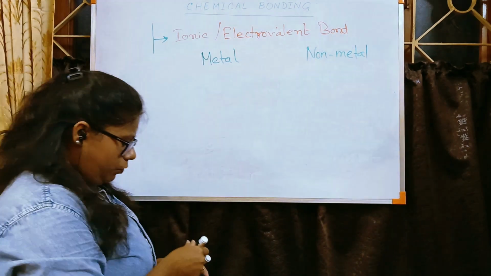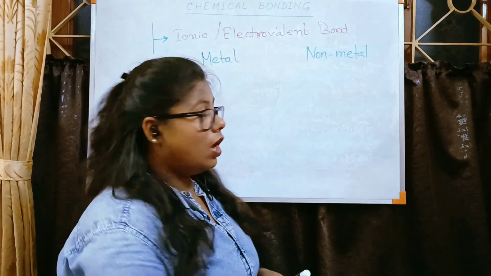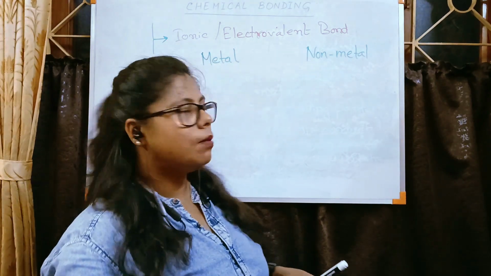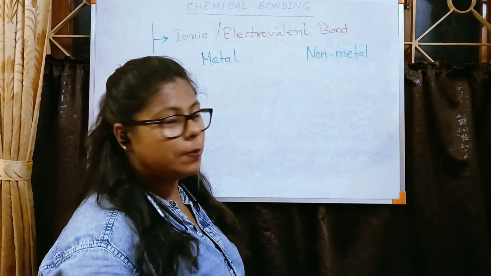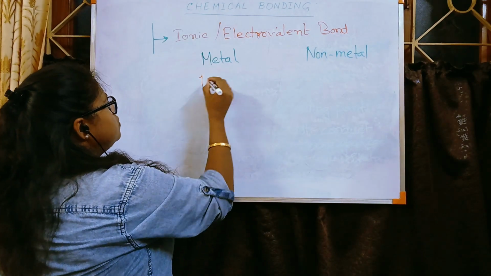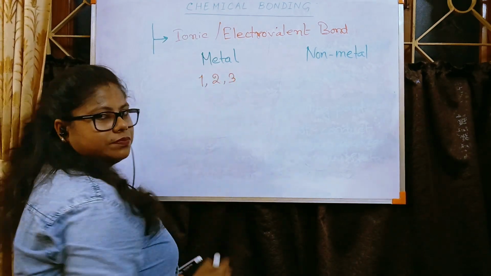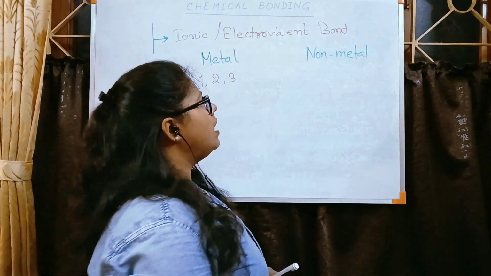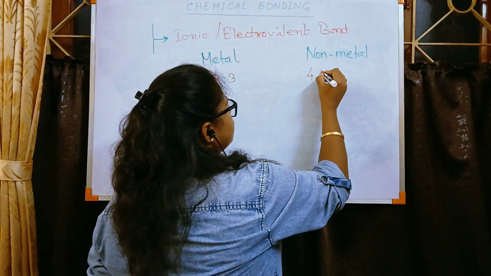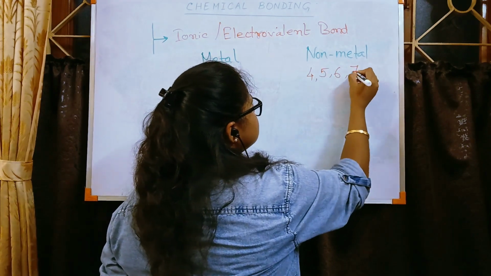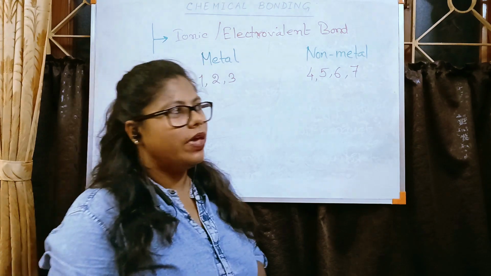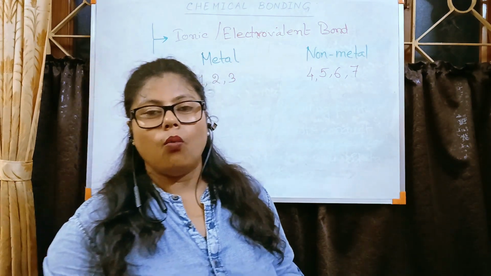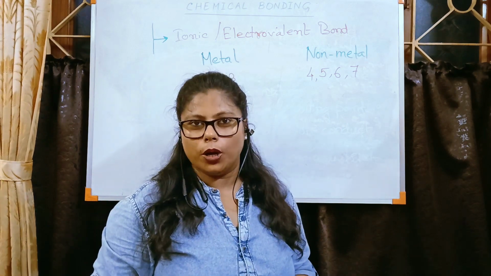Okay. Now, if you talk about metal, what is the number of valence electrons present in metal? It's usually 1, 2 or 3. And if we talk about non-metal, then usually the valence electrons are 4, 5, 6 or 7. Now here comes a point: why does a bond occur? Why is there a need of a bond?